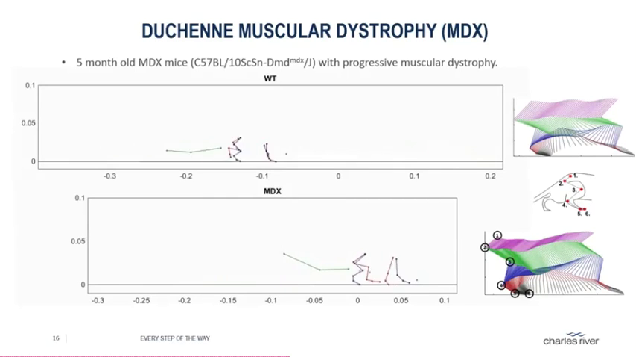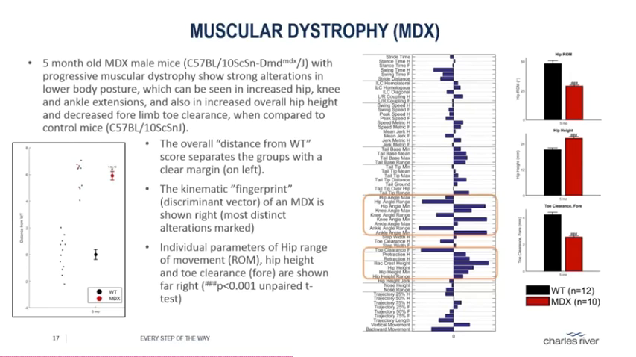Obviously, the overall speed is lower, but are there any changes in the kinematic gait pattern? As revealed by the kinematic gait analysis, the MDX mouse shows strong alterations in lower body posture, which can be seen in increased hip height, increased hip, knee, and ankle extensions, and also in increased overall hip height and decreased forelimb toe clearance compared to the wild-type mice, shown here in these bars.